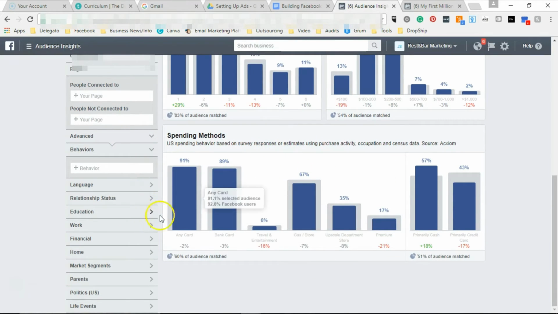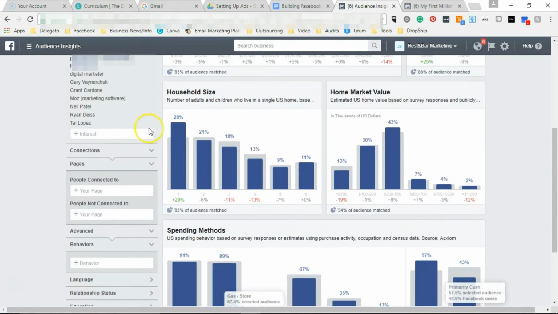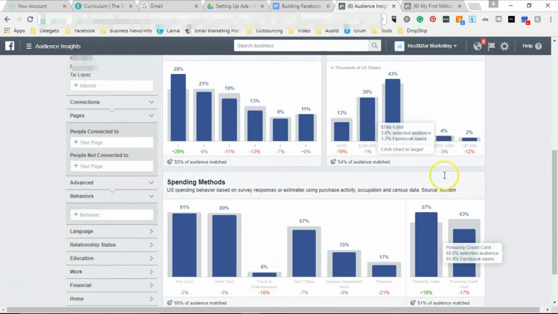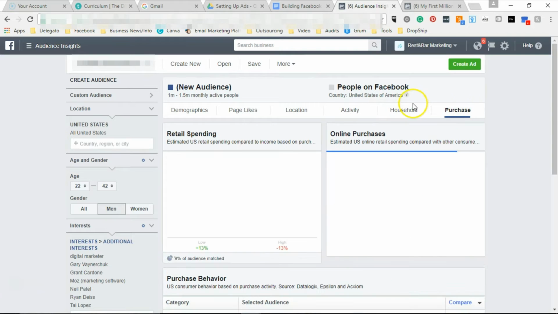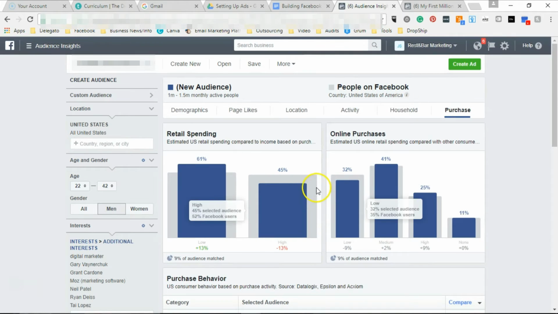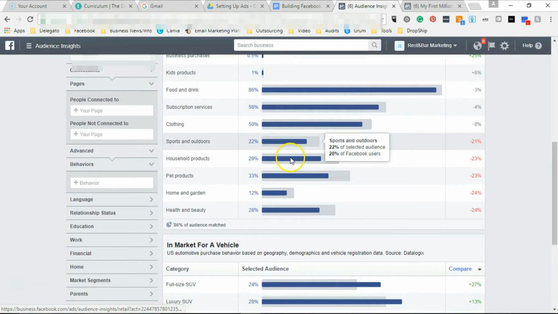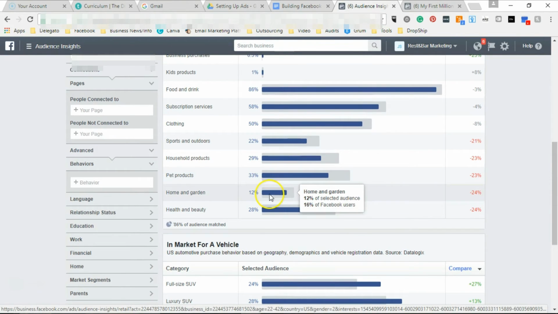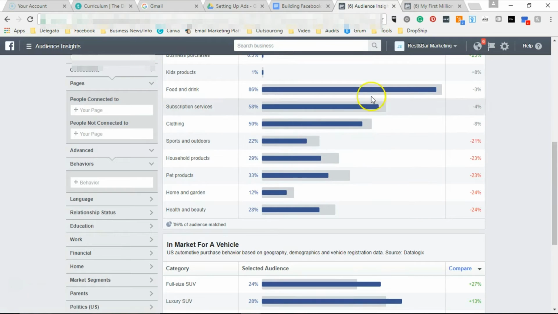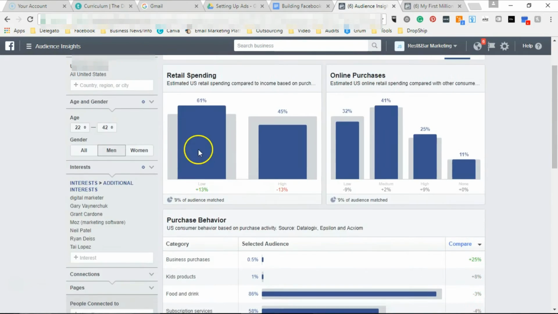You have spending methods, so whether they're paying with card, cash, check, whatever they pay with. These aren't as important as the likes and the demographic information and location. These last three are less important, that's why they're at the end. But I do like to look at them to get an idea of what this customer really is like. It helps you build that customer profile. So when you're building your customer profile, you can go in here and start adding some of these interests in to start getting some more ideas.